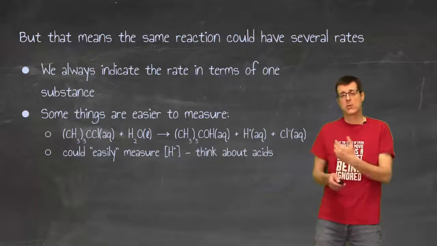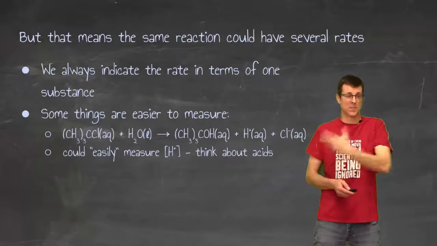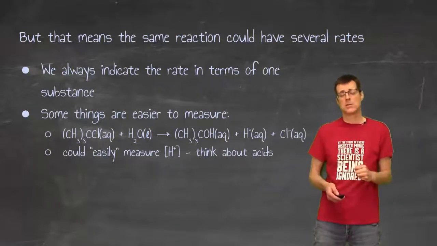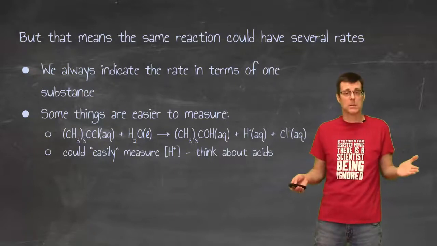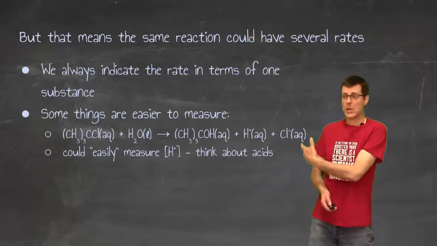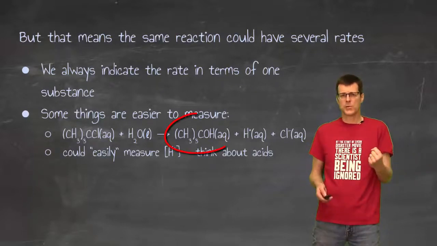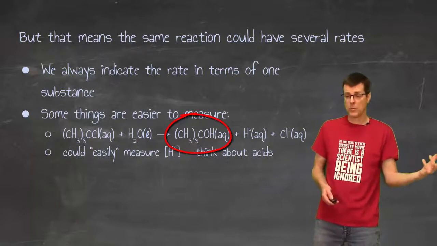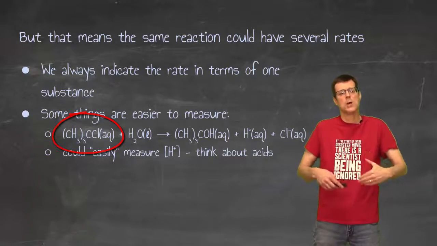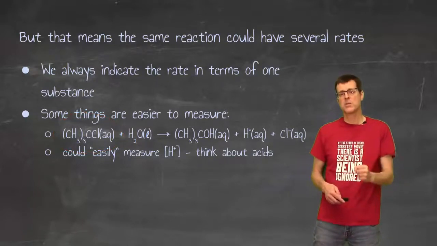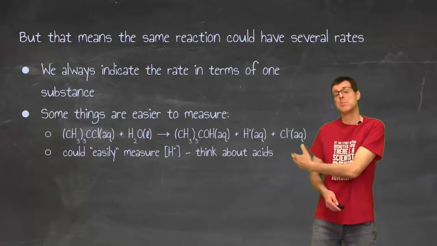So within that reaction, I could probably fairly easily measure the amount of H+. I could measure pH, and I could relate that to concentration of H+, hydrogen ion. But I might not actually care about hydrogen ion. I might want to report that rate in terms of the more important product, the first product, or perhaps the more important reactant, the big reactant there. I might want to know the rate with respect to those things because they look big and important, but I might not be able to measure them easily.